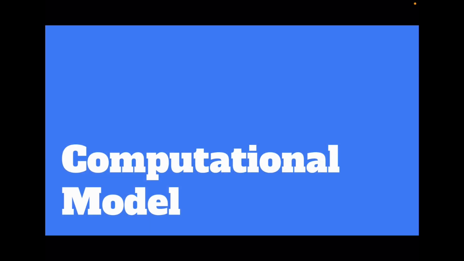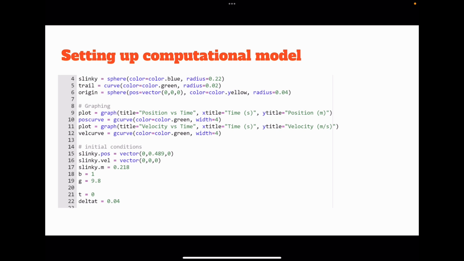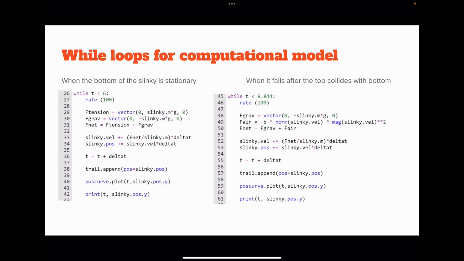In setting up our computational model, we have our different constants. As you can see here, we have our little graph, and our position at the start is 0.489 meters from the ground. Our velocity is 0 because it's released from rest, and gravity is 9.8, and we set our proportionality constant, or the air resistance, to 1, and we have t and delta t. Then our while loops for the computational model.